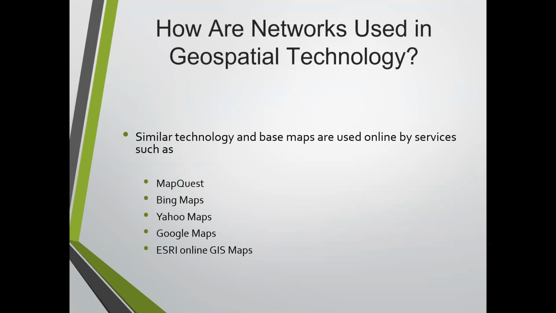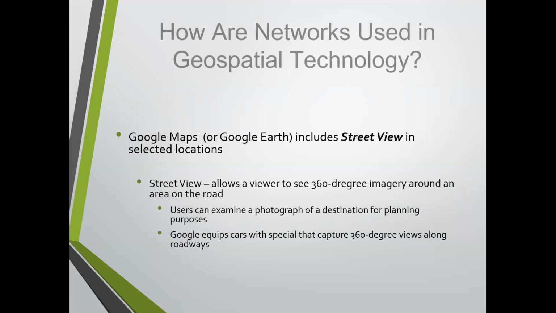Similar technology is used in your online services: MapQuest, Bing, Yahoo, Google, Esri Online Maps. Google Maps has a street view, which is kind of cool. It gives you that 360 imagery. I think they quit doing that recently. They don't do that as much as they used to. But that was also cool. And you had the cars that were equipped with the special 360-degree cameras.